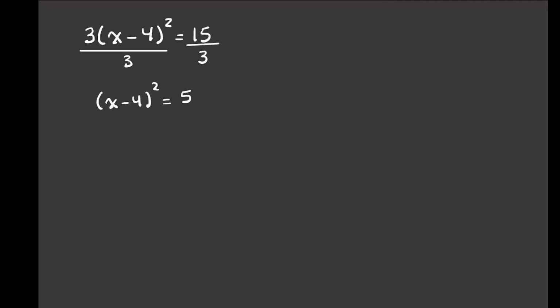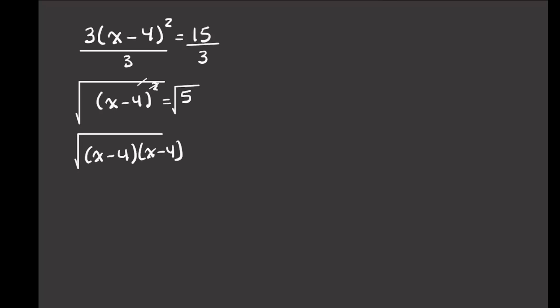Now I need to get rid of this power of 2. In order for me to get rid of it, I'm going to square root both sides. Square rooting both sides gets rid of this power of 2, because remember, whenever you have two terms that are identical, they come out as 1. If we want to look at it this way, I know that I have x minus 4, x minus 4. Now these two come out as 1, x minus 4. And now the square root of 5 is plus or minus square root of 5.